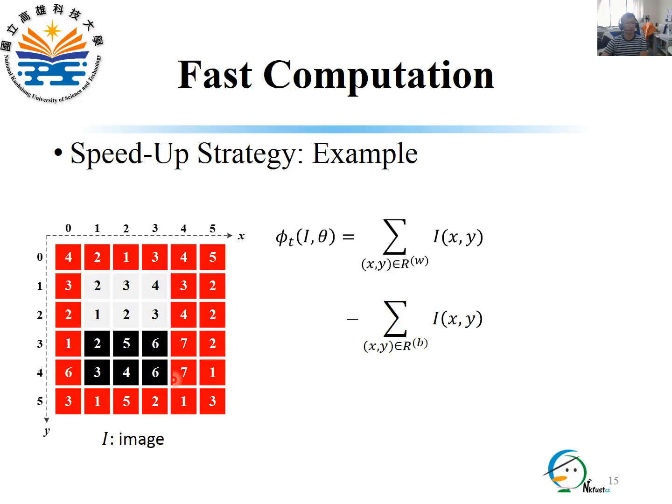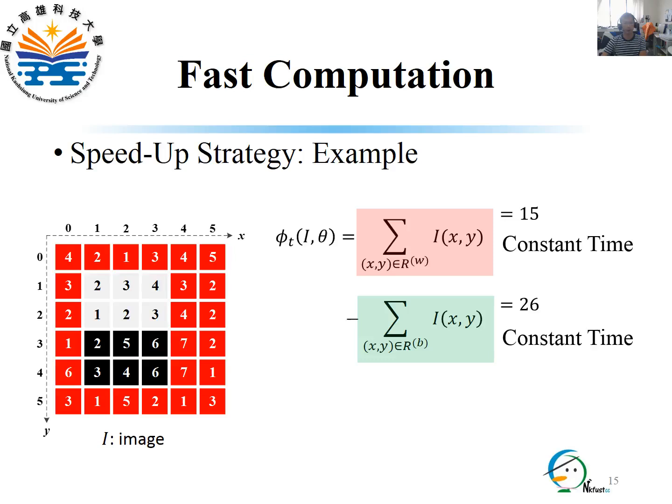As for this Haar-like feature, since the terms for white and black rectangles can be computed in constant time using the integral image, the complexity to compute φ_t(I, θ) is also a constant time operation.